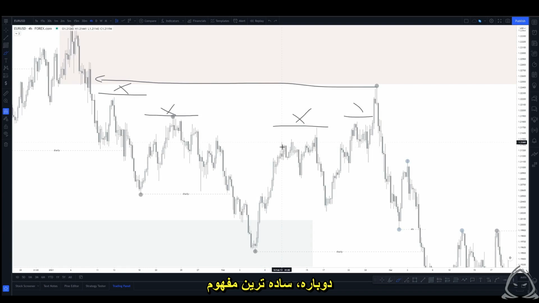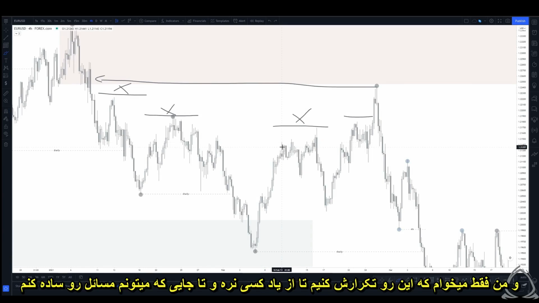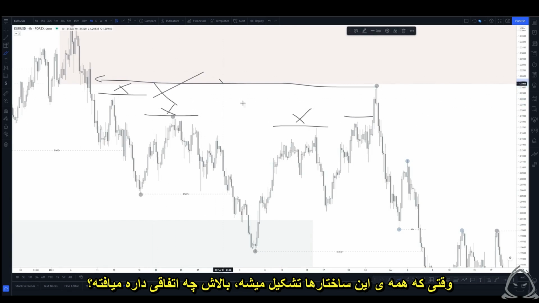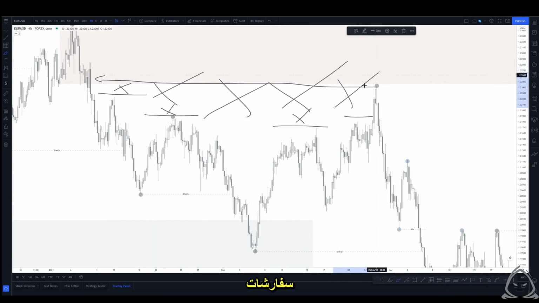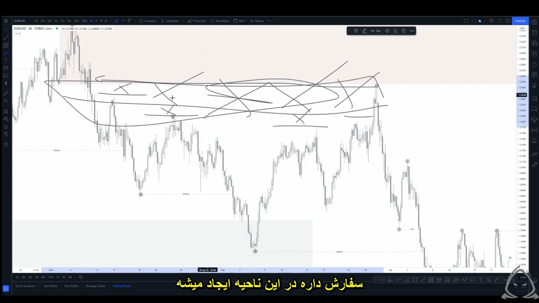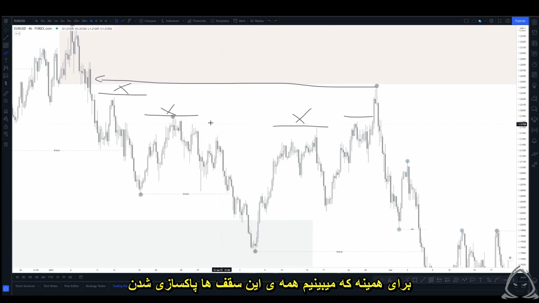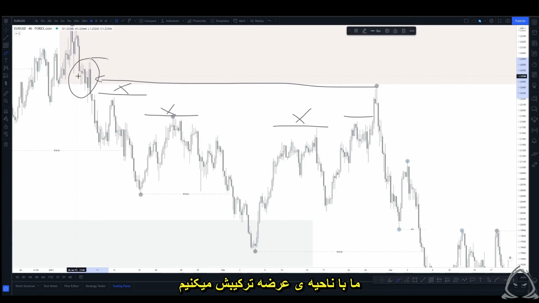Again, in the simplest terms, and I just want to keep reiterating this so it doesn't go over anybody's head, I'm trying to simplify things as much as I possibly can. As all of this structure is being created, what's just happening above it? Orders. Simply put, orders are being created in this area. That's why the void is created. That's why we see a sweep of all of these highs. We pair it with a supply zone.